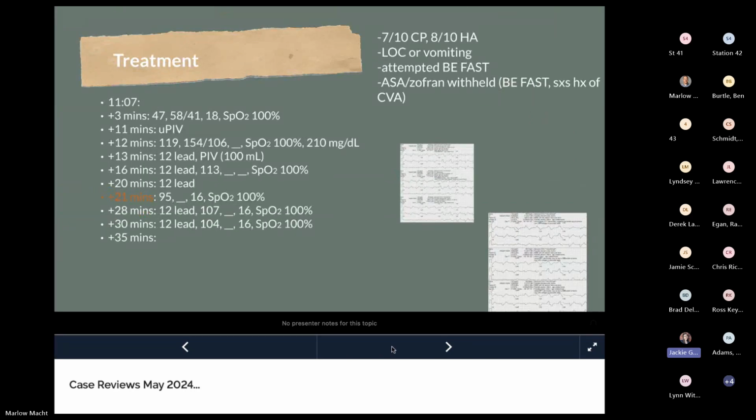So at 20 minutes, they got that third 12 lead. At 21 minutes, they initiated transport. They documented that her heart rate was 95. No blood pressures recorded, respirations of 16, room air sats of 100%. At 28 minutes, they get another 12 lead. They document her heart rate's tachycardic. And at 30 minutes, they get another 12 lead. They document her heart rate's tachycardic.